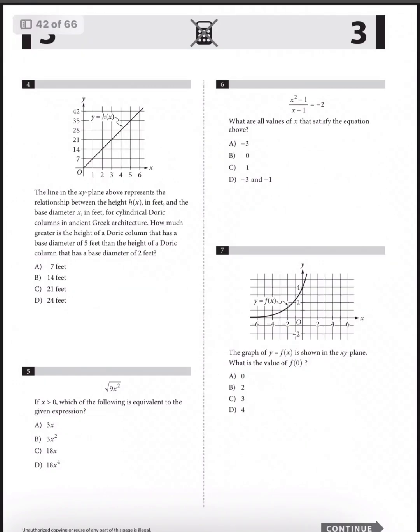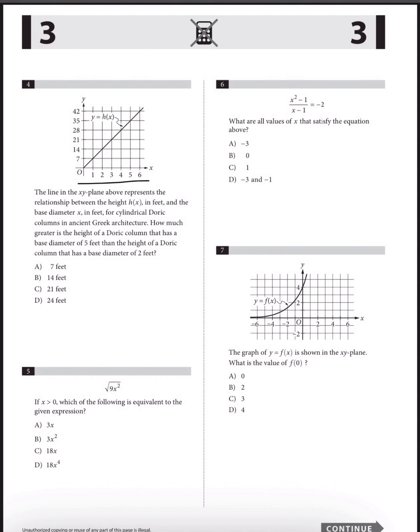Okay, let's move on to question number 4. The line in the xy plane above represents the relationship between the height h of x in feet and the base diameter x in feet for cylindrical Doric columns in ancient Greek architecture. How much greater is the height of a Doric column that has a base diameter of 5 feet than the height of a Doric column that has a base diameter of 2 feet?